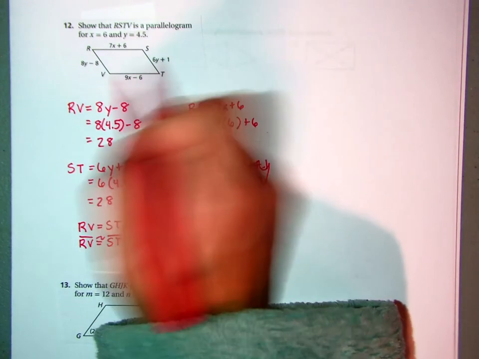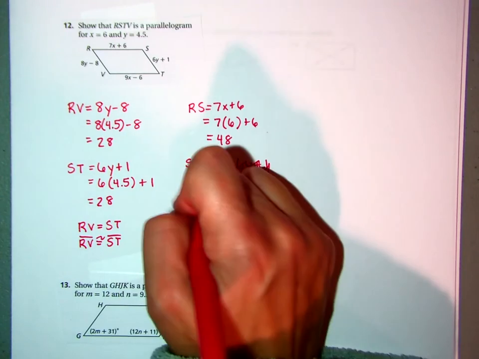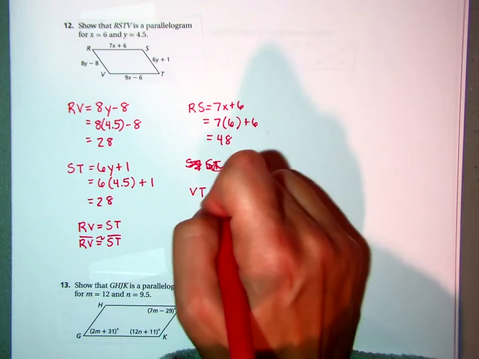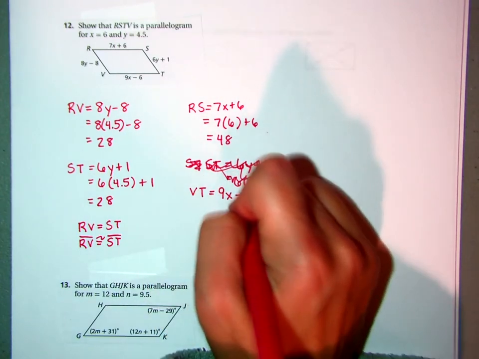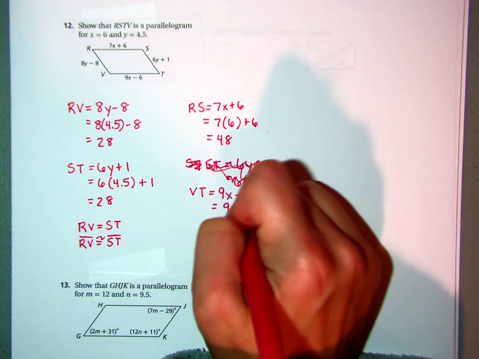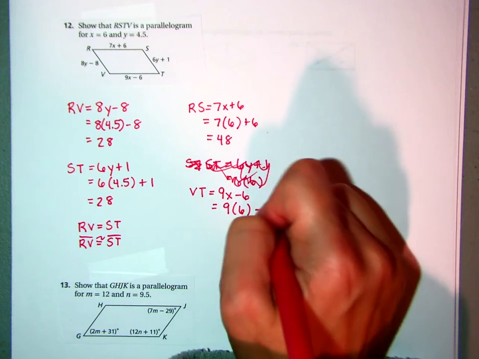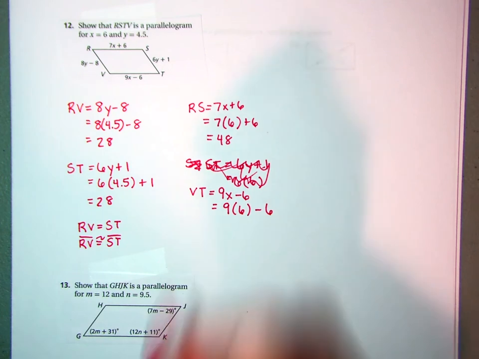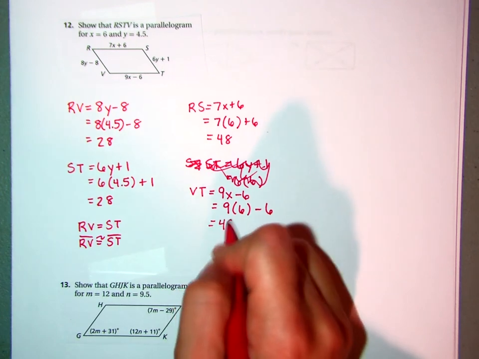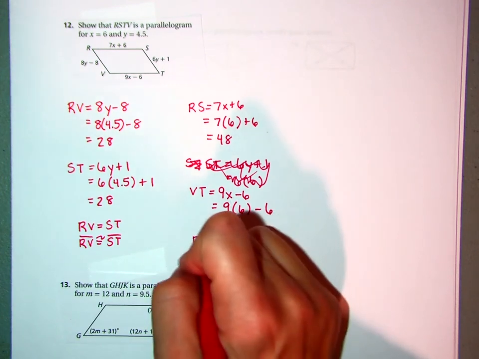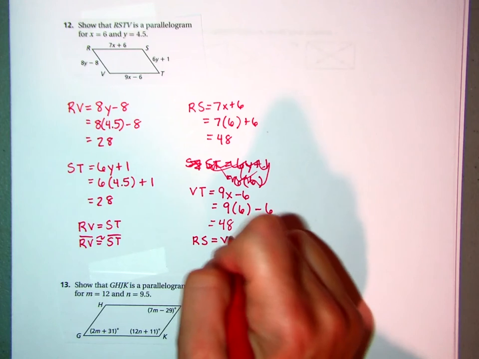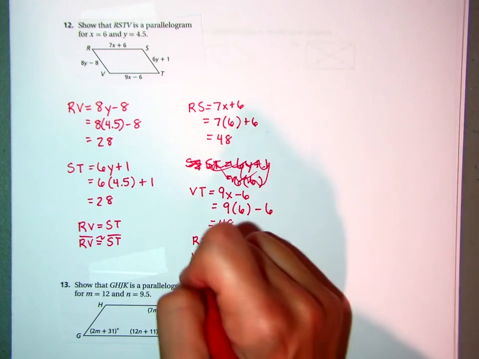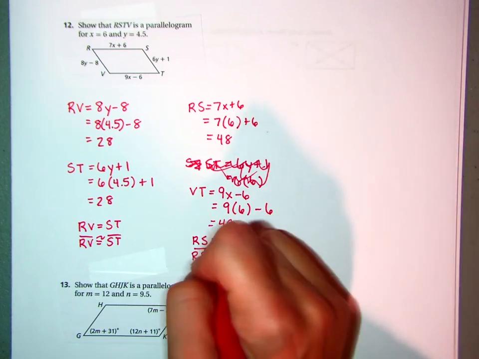There's RS, and directly opposite is VT. Let's try that one. VT is 9x minus 6. So 9 times 6 minus 6, which is going to give us, again, that 48. And so now RS has the same measure as VT, which means that those two segments are congruent.